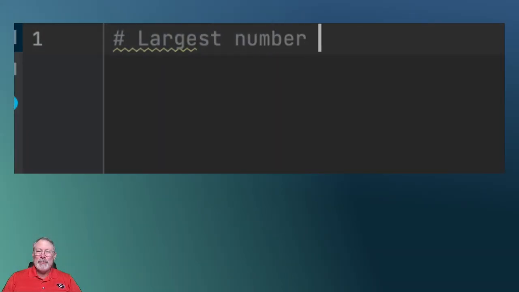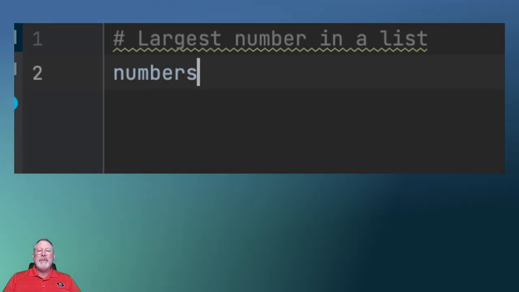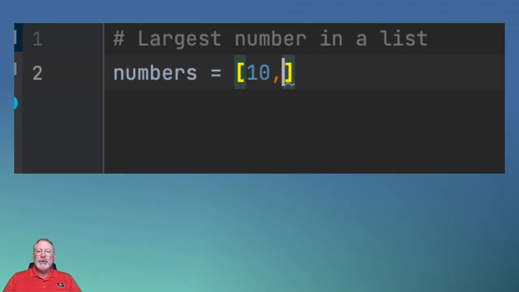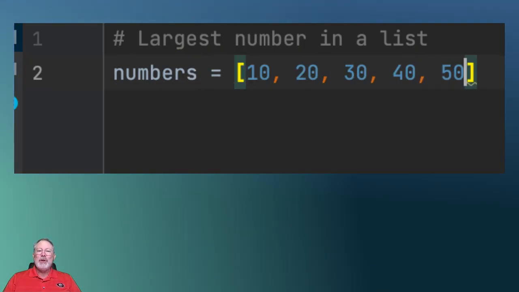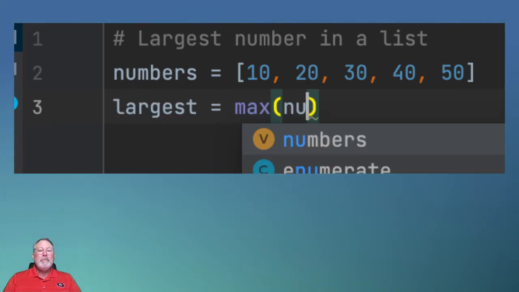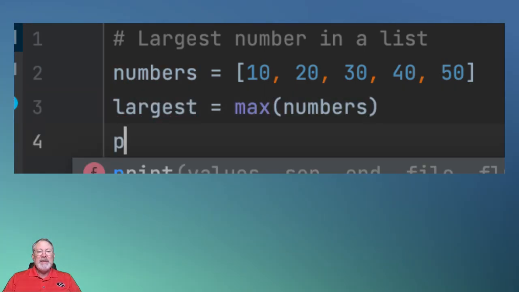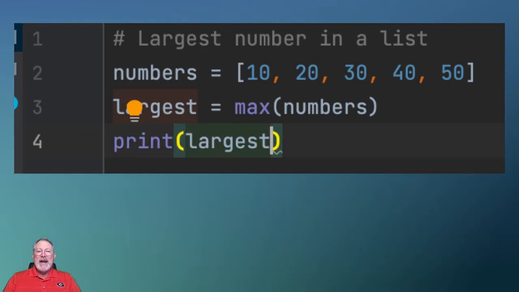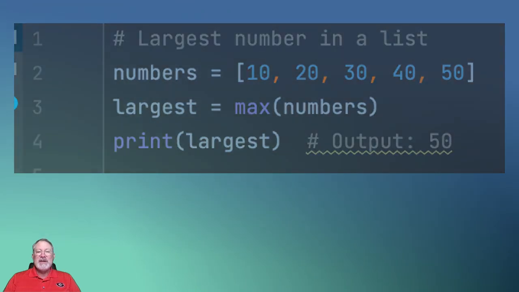Hi Python developers. Today we're talking about the max function, a versatile built-in tool for finding the largest value in an iterable or among multiple arguments. By the end of this video, you'll know how max works, when to use it, and how to make the most of its features. Let's get started.